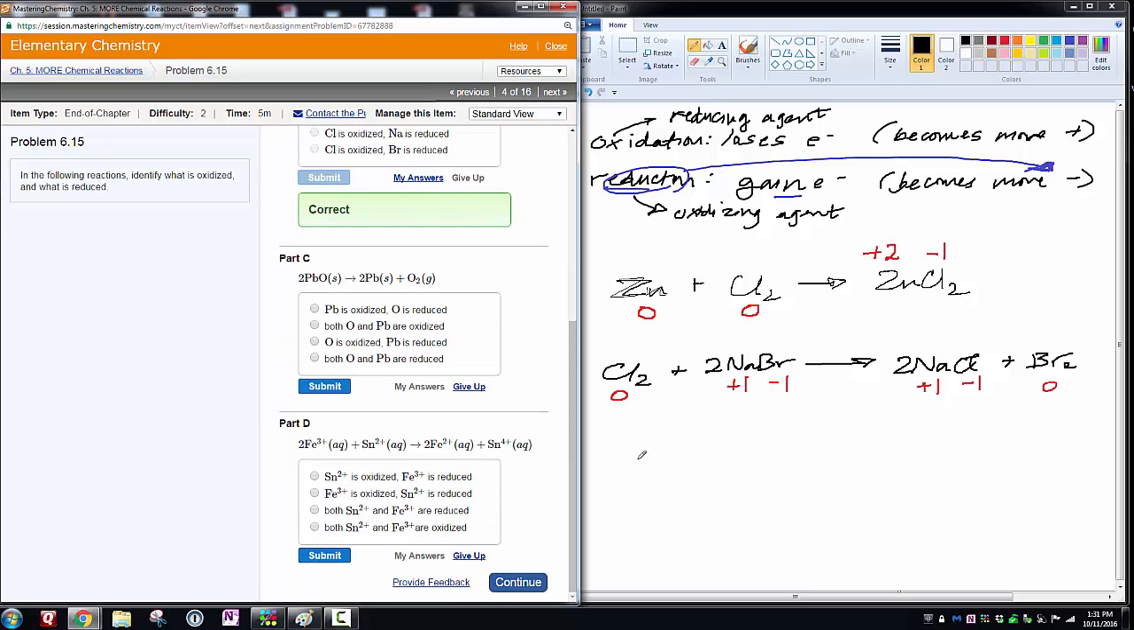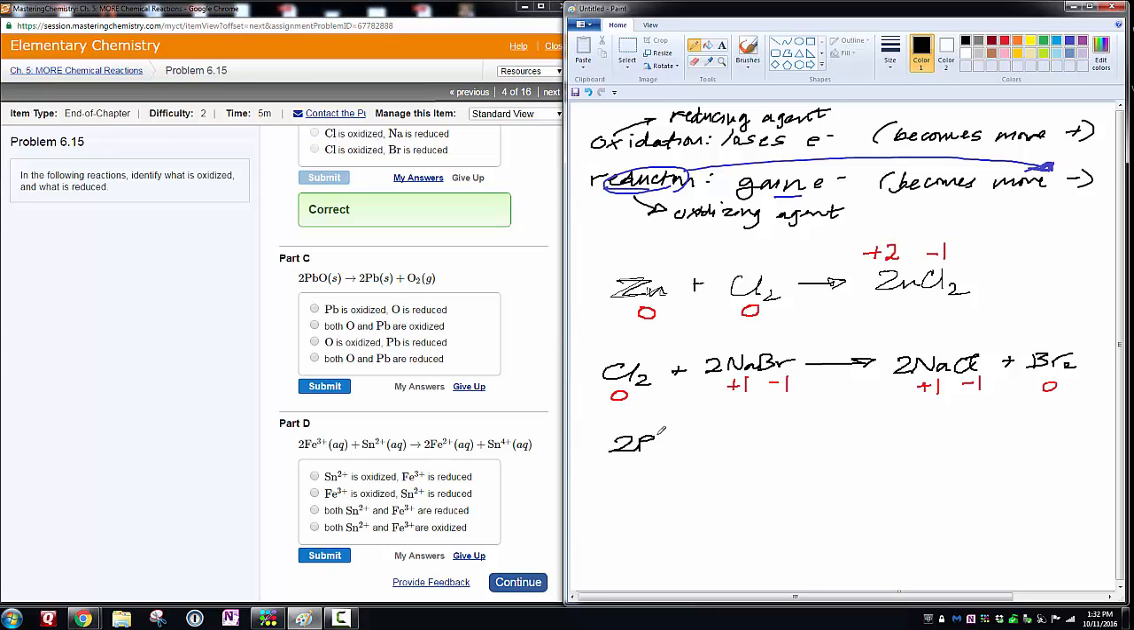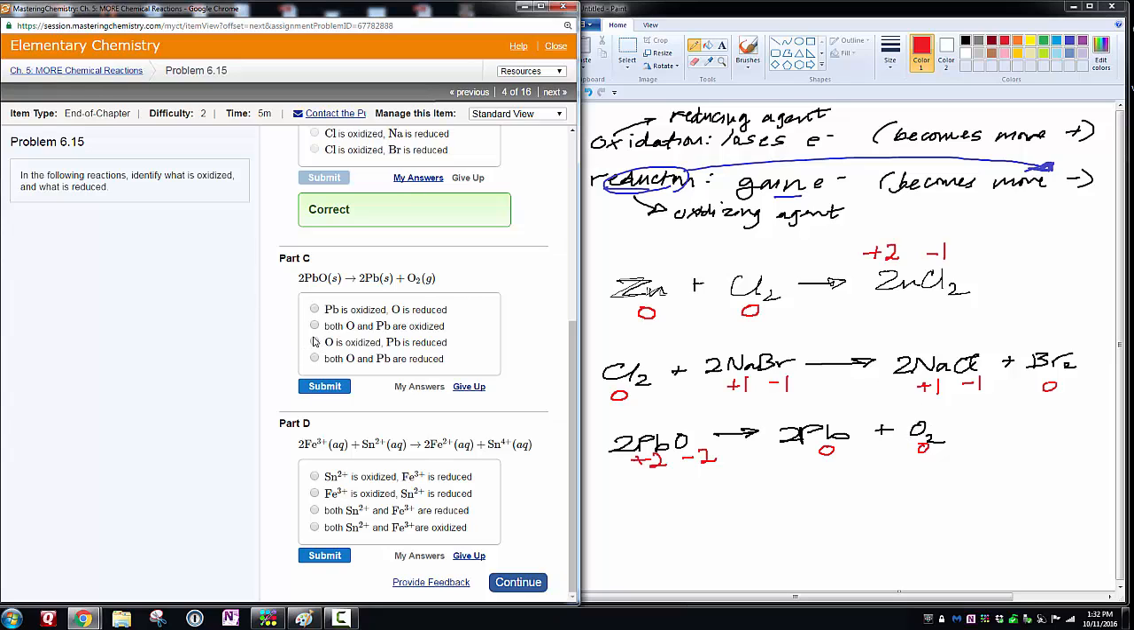Next we've got lead(II) oxide decomposes to form lead and oxygen. It's an ionic compound. Lead is a transition metal, so we don't know its charge, but oxygen is -2, therefore this lead needs to be +2. This lead is 0, and that oxygen is 0 because these are elemental. So hopefully you can see lead became more negative, so it was reduced. Oxygen became more positive, so it was oxidized. Just like that.